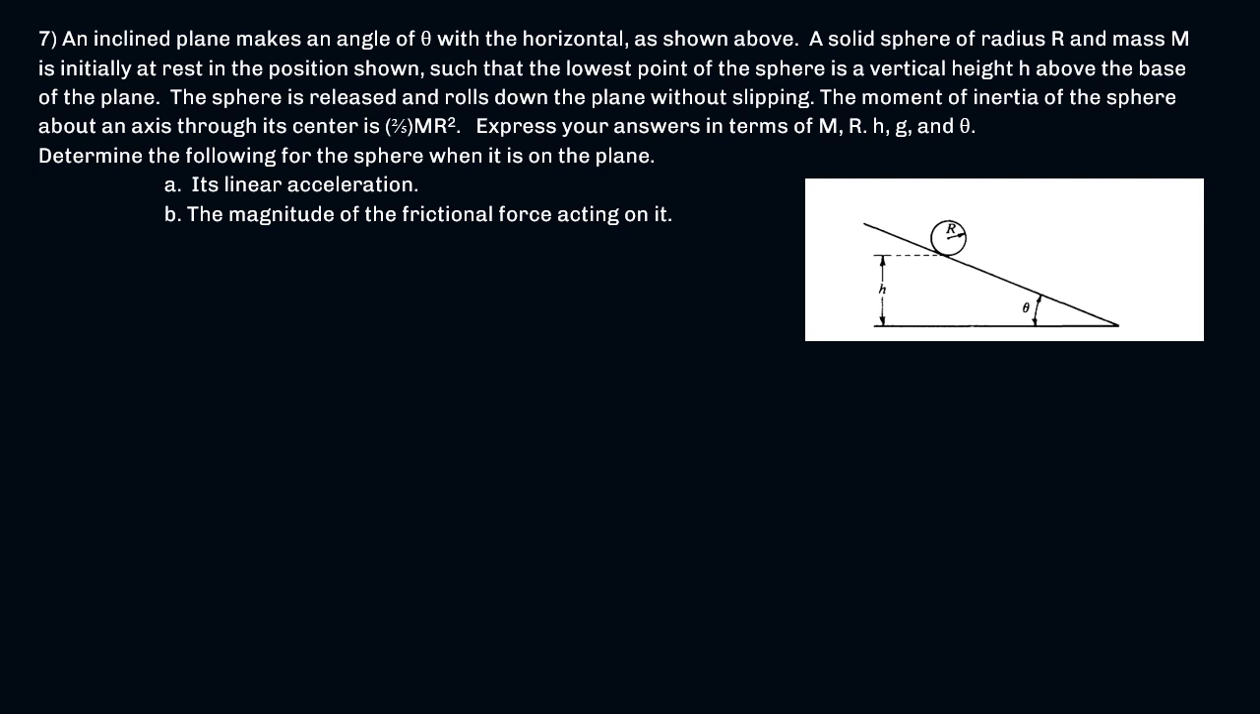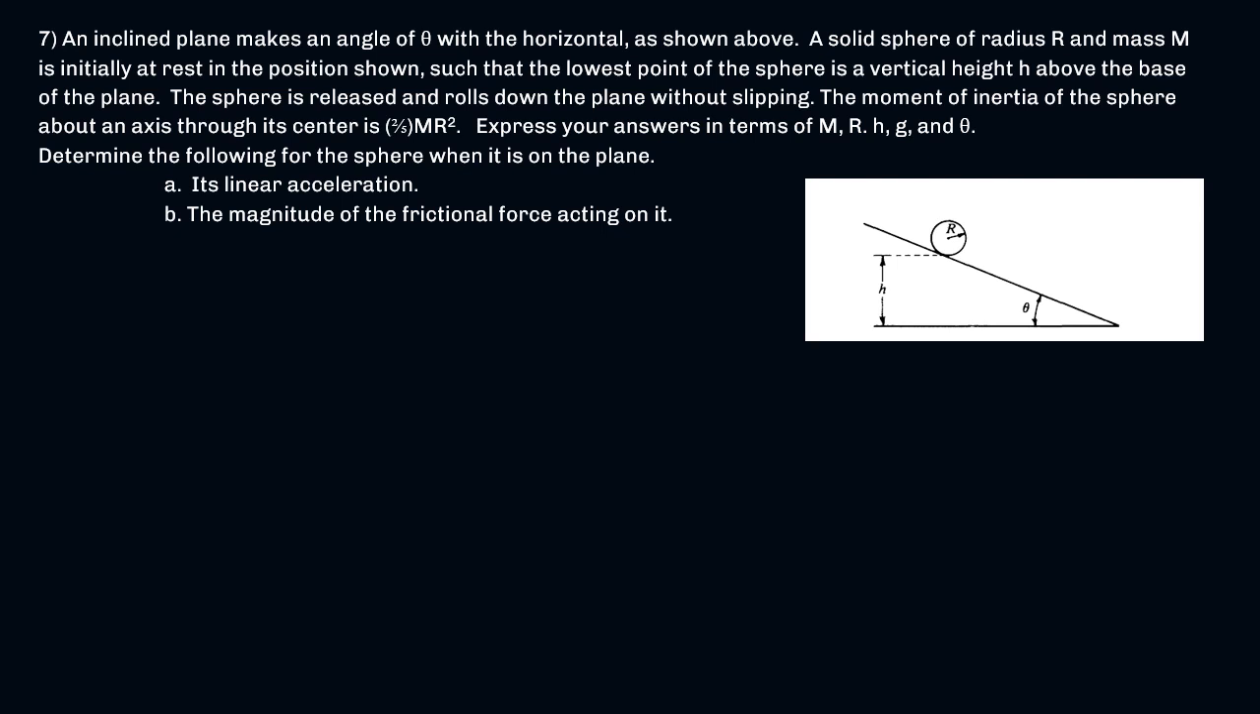So this is a sphere and not a cylinder, so it has a different moment of inertia. Express your answers in terms of big M, big R, h, g, and theta. So determine the following for the sphere on the plane. We're going to break this up into 2 slides as well because it becomes a little bit much for one slide. I don't want to squeeze everything into one.